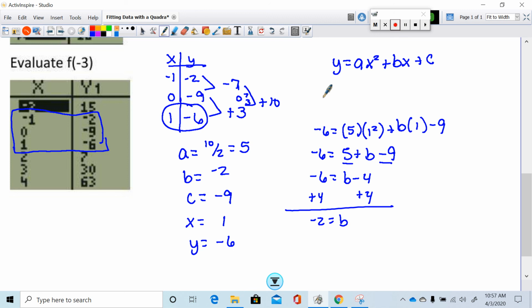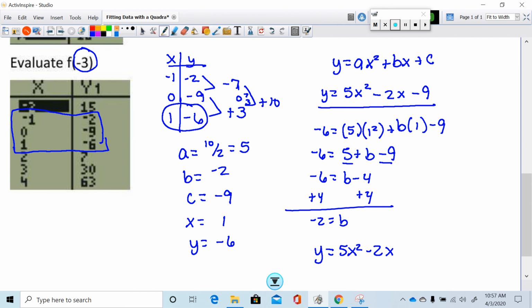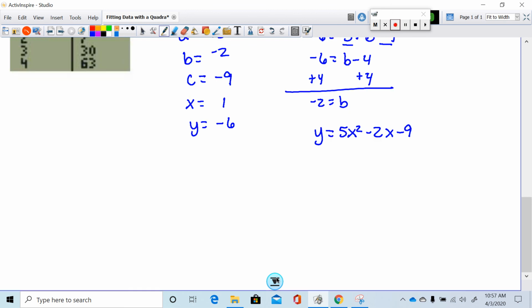So that gives me the equation y equals 5x squared, and actually it's not going to be a plus because b was negative 2. So it's going to be minus 2x minus 9. That's my equation, and if it had asked me for the equation, I would be done. But it didn't. It asked you for f of negative 3. In other words, they want to know what you get when the x value is negative 3. So now you take your equation, y equals 5x squared minus 2x minus 9, and this time you plug a negative 3 in for x, so we're solving for y.